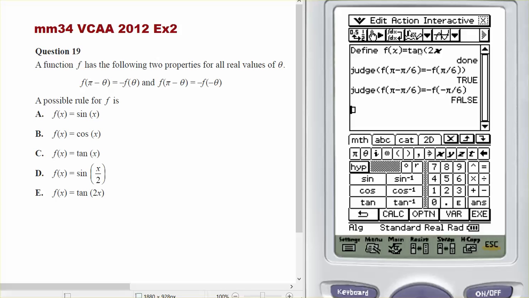So in the use of judge, I'm looking for two trues. And if I go back to the answer that was correct, for cos of x, the first statement is true and the second statement is true. And I've chosen to use pi on 6 as an example of theta.